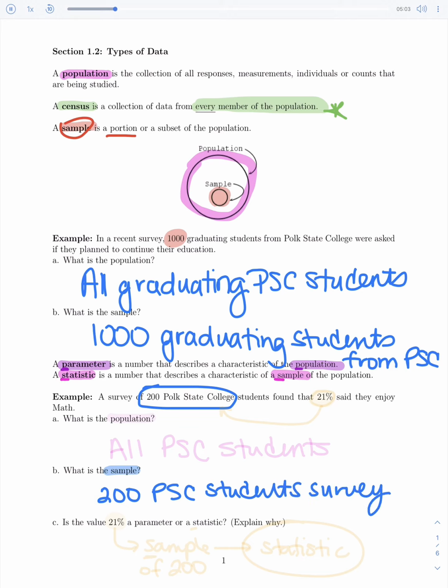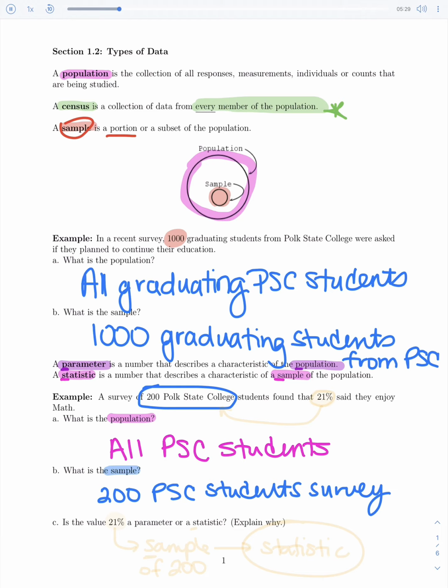So what's the population, the big picture? Well, the reason why I had to take a sample of 200 is because it probably wasn't feasible to track down every single Polk State College student. So that is our population, all of our Polk State College students. So all Polk State College students.